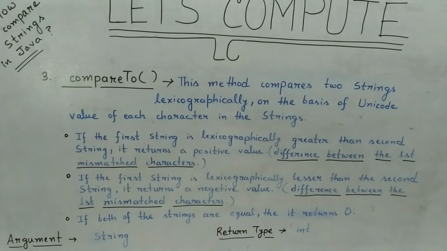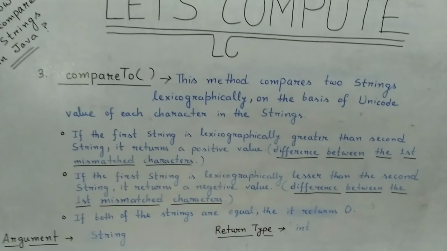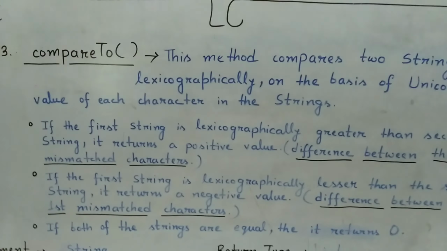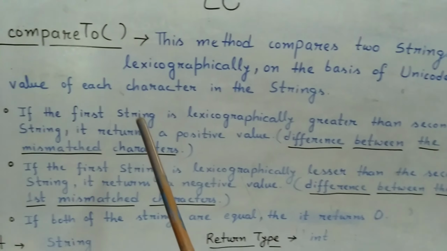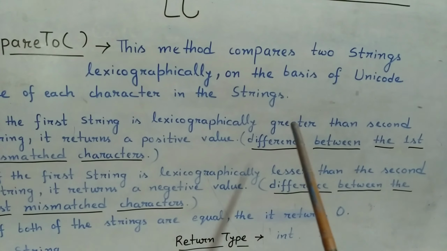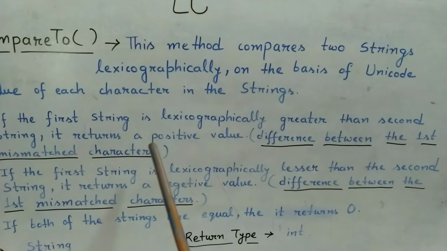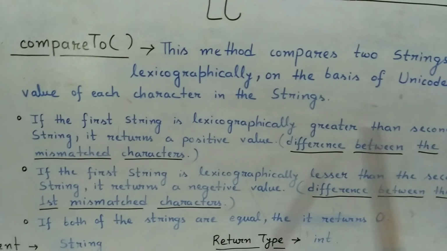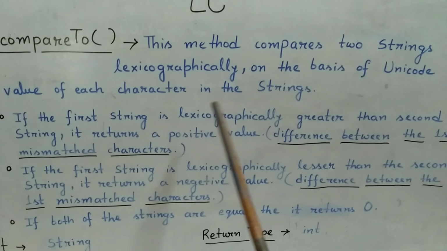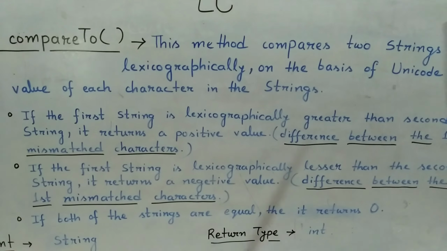What would be the output of the function compareTo? Well, here we have three possible clauses. Let us have a close look at these. The first clause is, if the first string is lexicographically greater than the second one, it returns a positive value. Well, the positive value would be basically the difference between the first mismatched characters between these two strings.